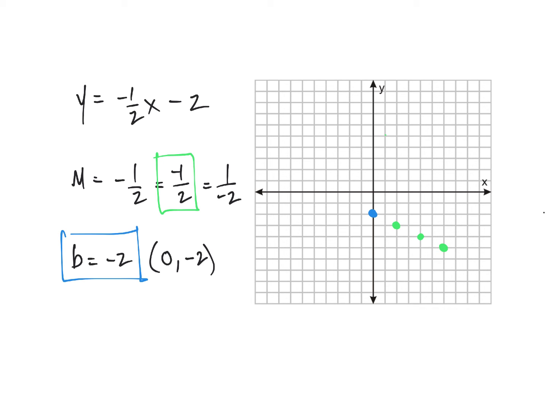Or I could have used this other slope, 1 over negative 2, meaning I rise 1, run negative 2. What you should see is it all ends up on the same exact line, so it doesn't matter which one you use. And I can go ahead and graph my line. So to graph a line using slope-intercept form, begin with your b, begin with the y-intercept, and then continue to find other points using the slope.